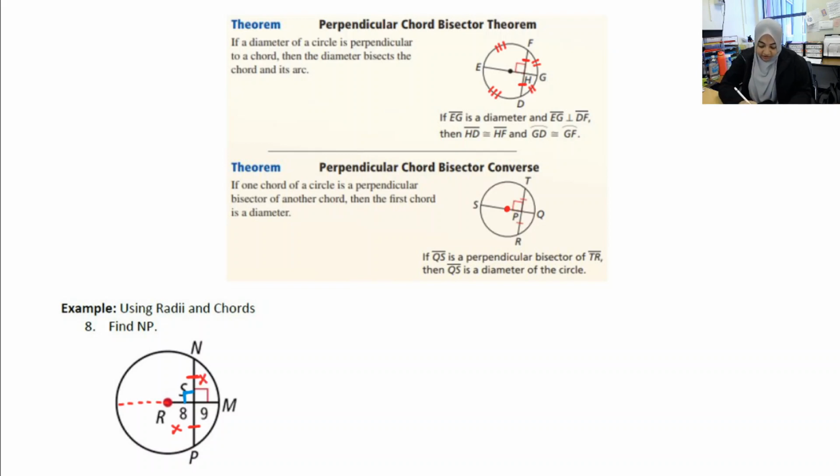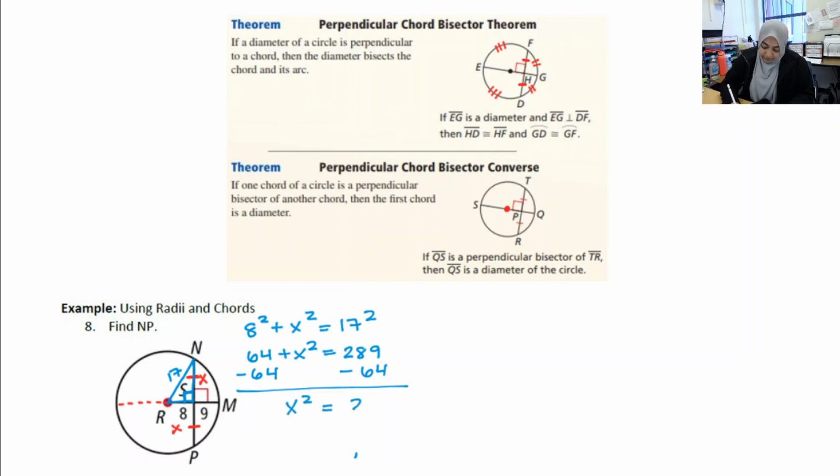So I know that I'm looking for X right over here, and I'm given my radius, which is 17 that we talked about earlier. And now I just have a right triangle, and I know how to solve that. I can use the Pythagorean theorem. I can say 8 squared plus x squared equals 17 squared. And now I can go solve. 64 plus x squared equals 289. And then I have to subtract 64 from both sides. So x squared is equal to 225, which means x is equal to 15.